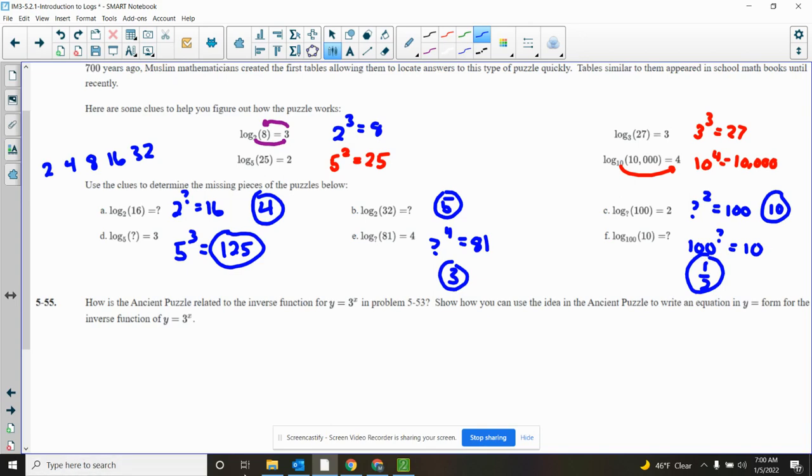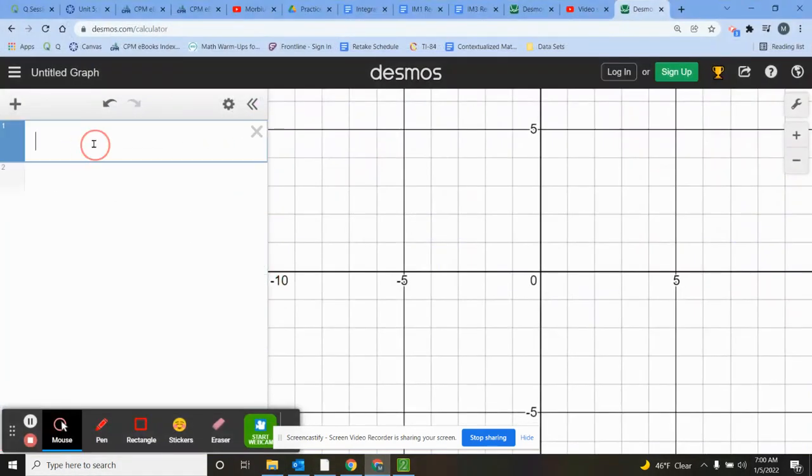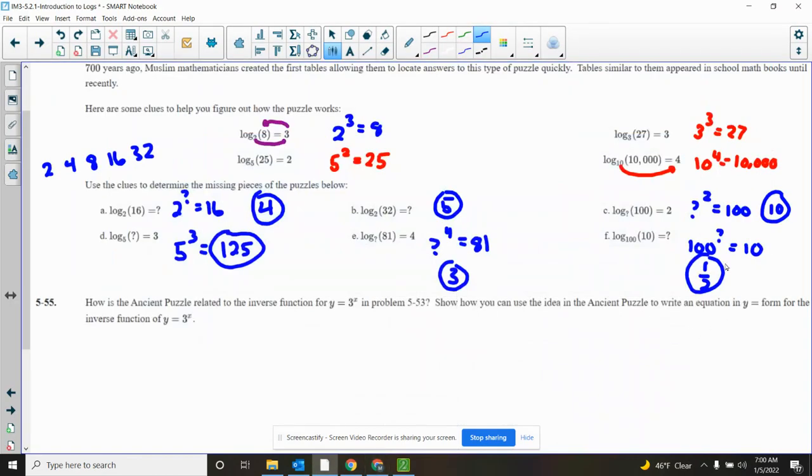Let's just check that real quick. Come over here to my calculator. I'm going to clear some things out. Is 100 to the power of 1/2 equal to 10? Sure enough, it is. Okay, we are in good shape there.